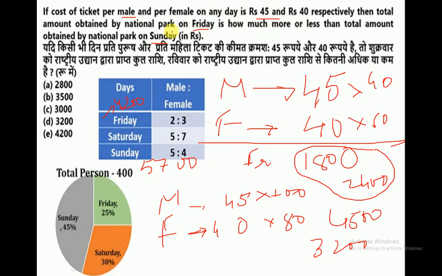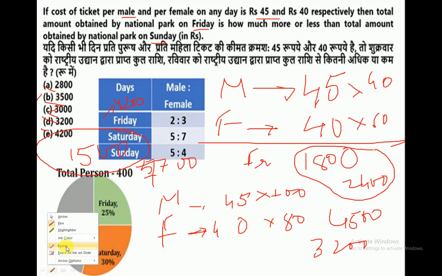So it's asked the total amount obtained by national park is how much, more or less, on Friday. So when we are comparing it, this is 1500 less. So don't worry, the options given here are wrong, as you can clearly see that the total here is 4200 and the total here is 77. Okay, so it's 77, right? Yeah, 77. So this will be 3500. Yes, this is 3500. So I made a mistake there. Okay, so this is 3500.